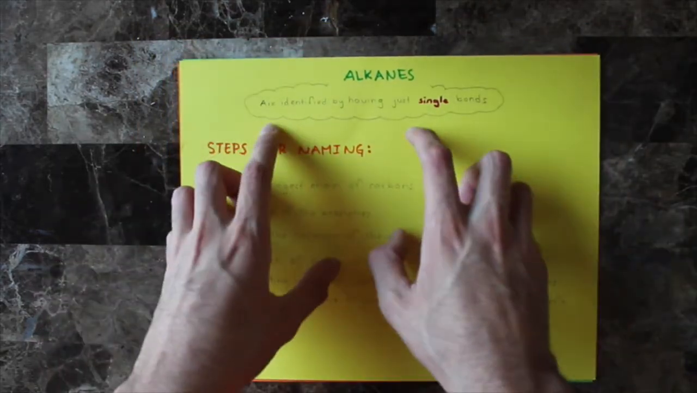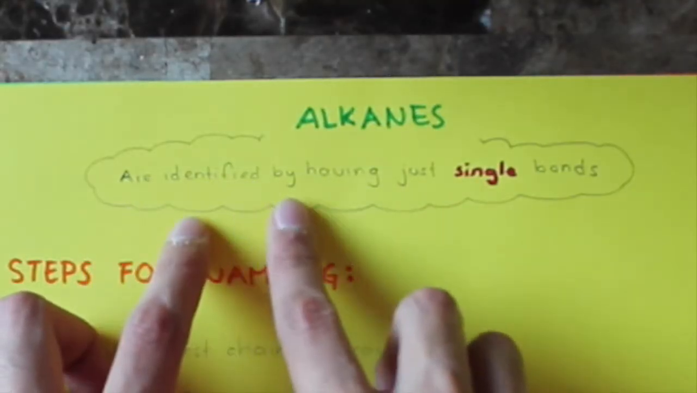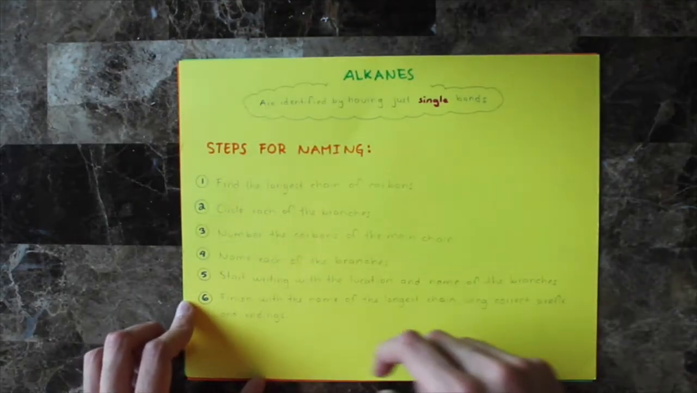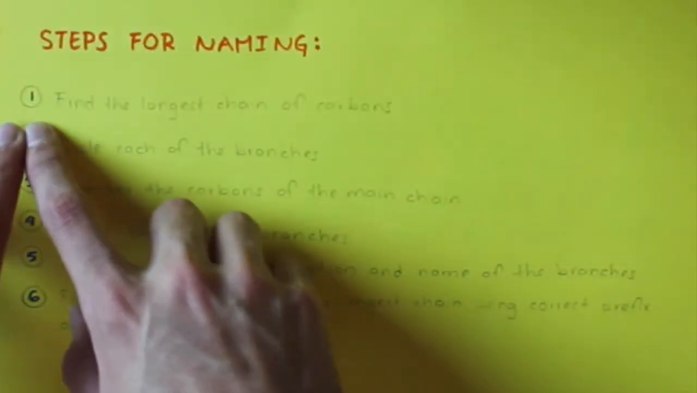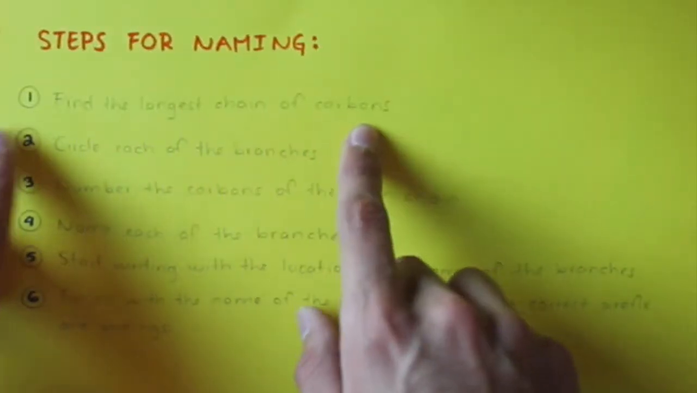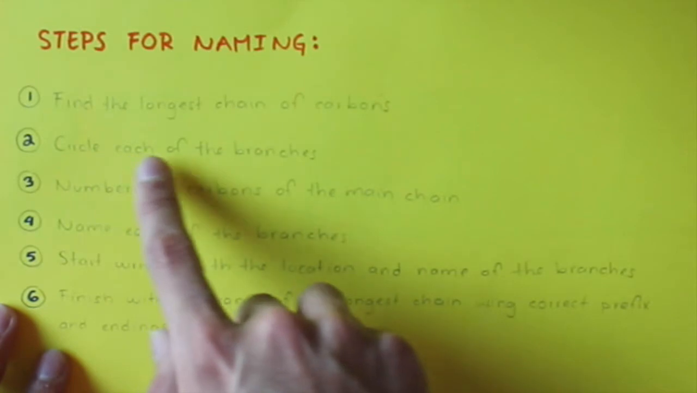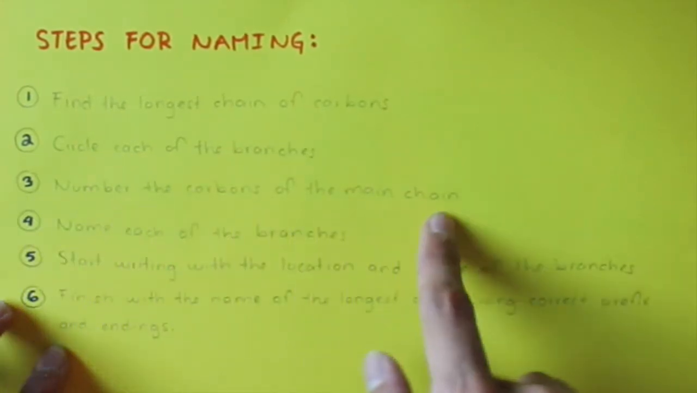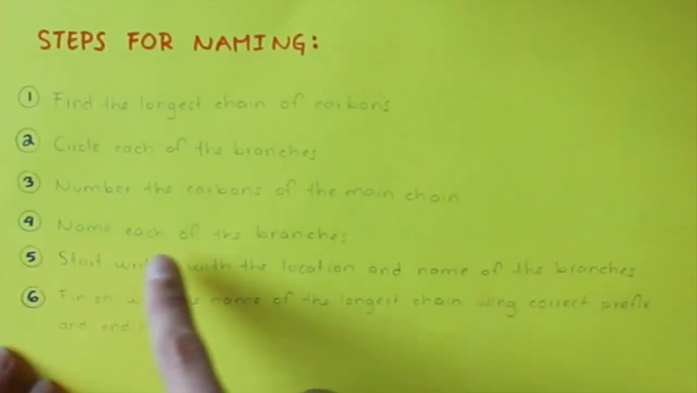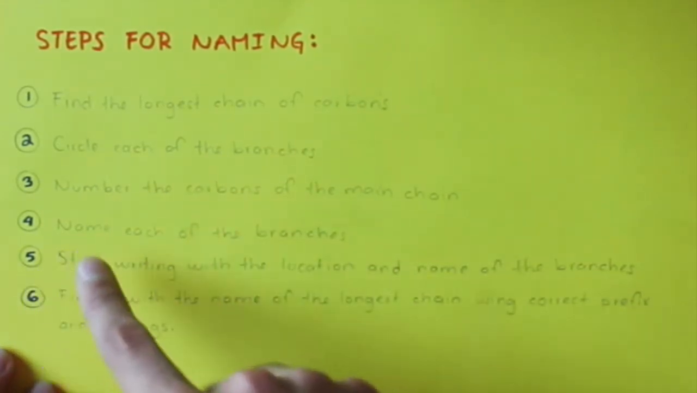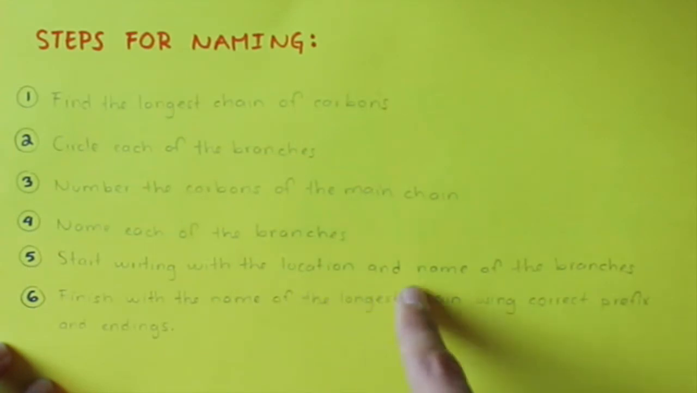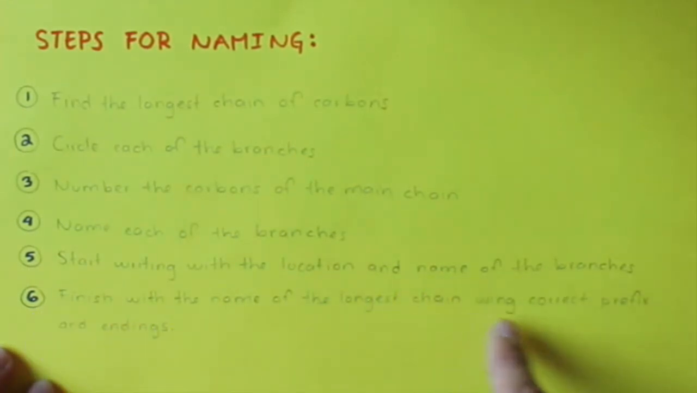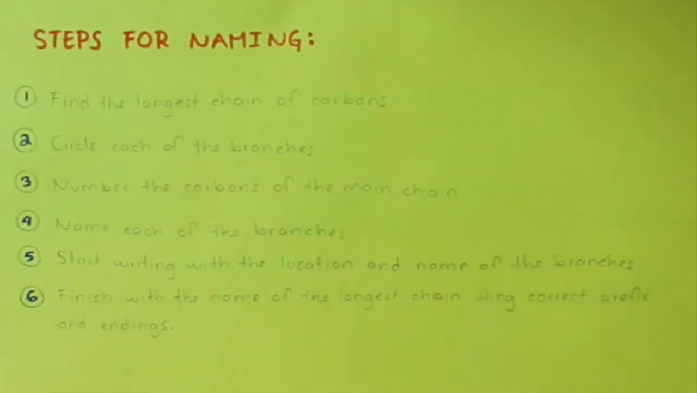Alkanes, we have to remember, are identified by having just single bonds. The steps for naming them are: number 1, find the longest chain of carbons. Number 2, circle each of the branches. Number 3, number the carbons of the main chain. Number 4, name each of the branches. Number 5, start writing with the location and the name of the branches. And number 6, finish with the name of the longest chain using the correct prefix and ending.